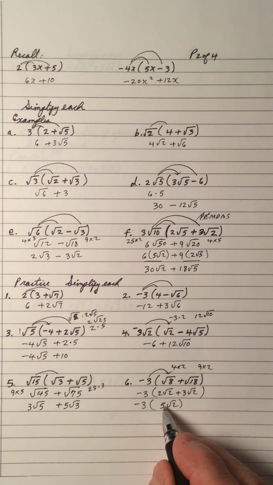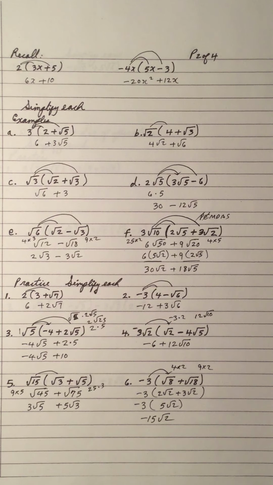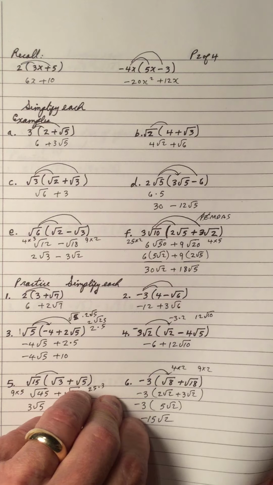And 2 and 3 makes 5 root 2. Multiply, negative 15 root 2. And let's continue with more practice.